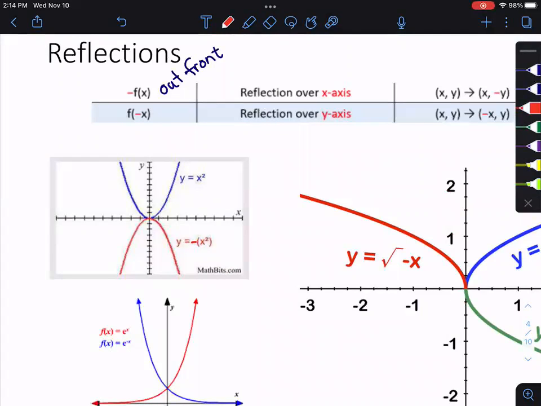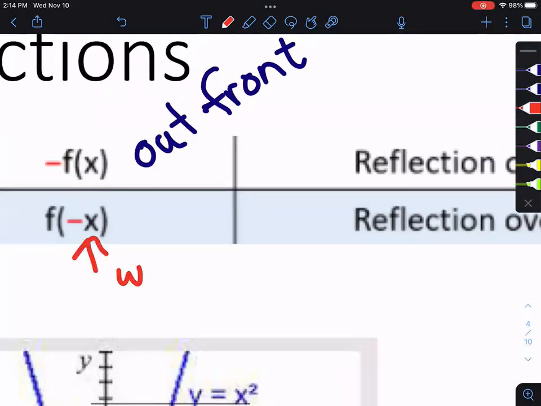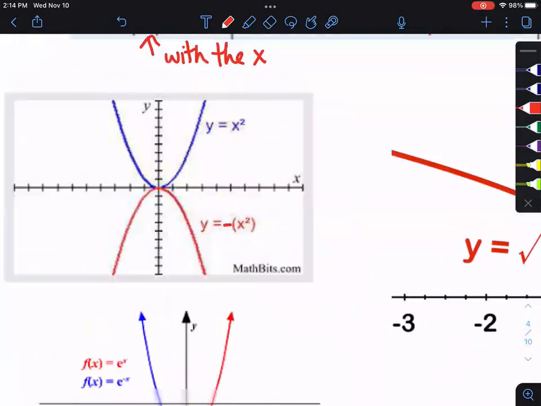If the negative sign is in with the x, that's going to reflect over your y-axis. So this is with the x. A lot of times it's underneath the square root. It's underneath the cube root. It is in parentheses before the cubed or in parentheses before the squared, in with that x.